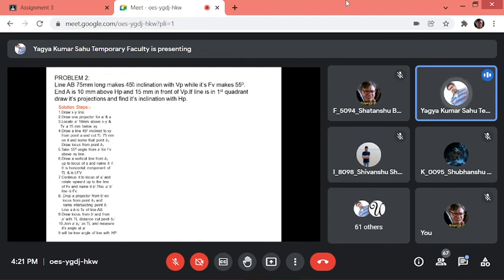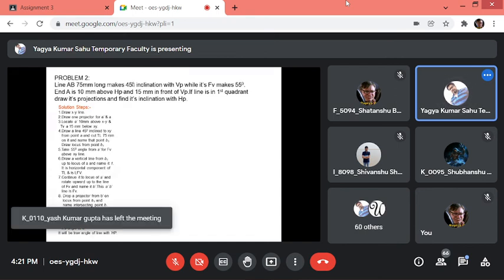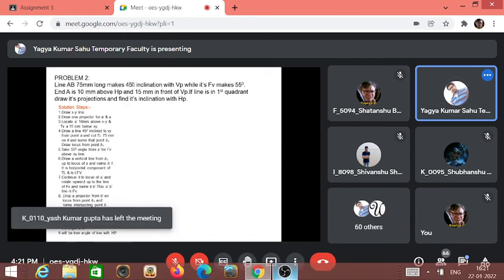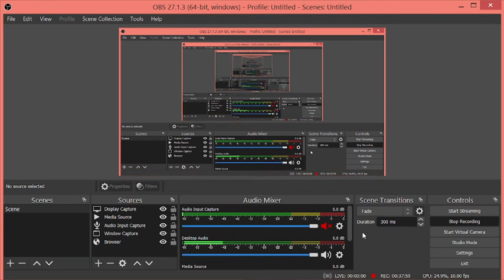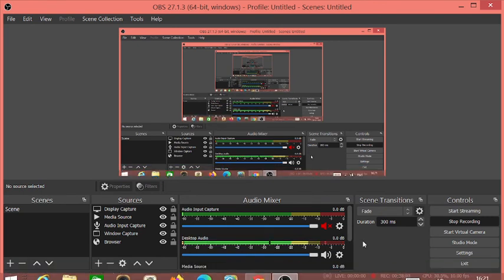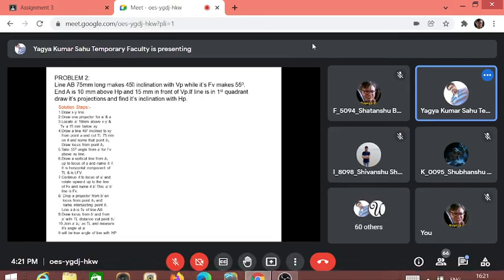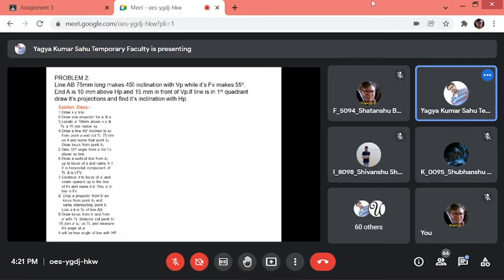And while its front view makes an angle of 55 degree. So which angle will that be? 55, theta? The front view makes the inclination with XY, so front view, alpha. Is it? Alpha.